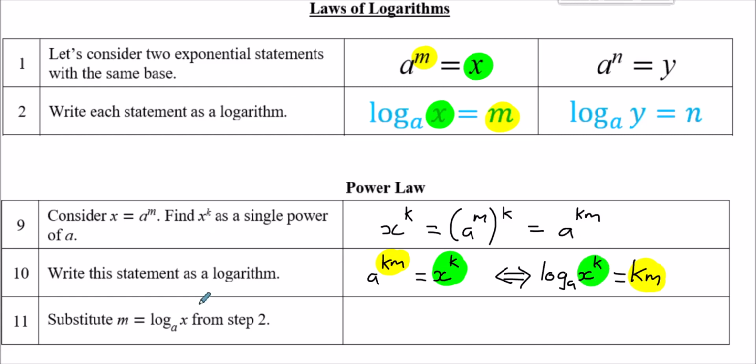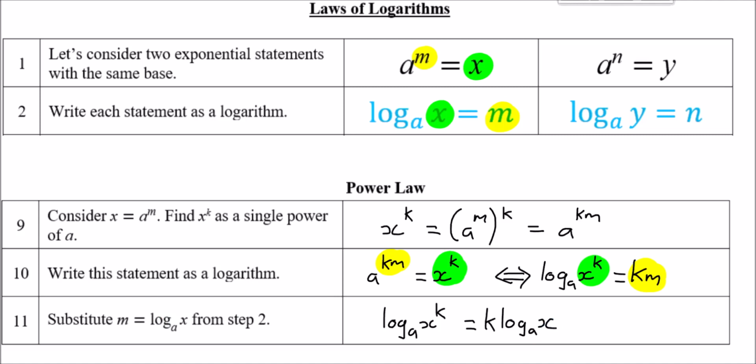So now we need to rewrite m. What m actually was, it was log base a of x, which we can see here. So we're going to rewrite this in terms of step 10. So now we have log base a of x to the power k equals k multiplied by m, but remember m is log base a of x, and now we've done it. So that's the power law of logs.